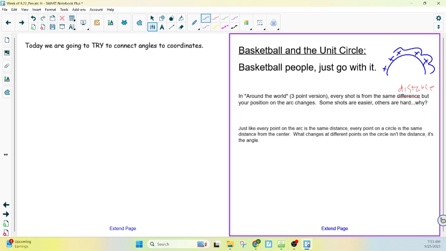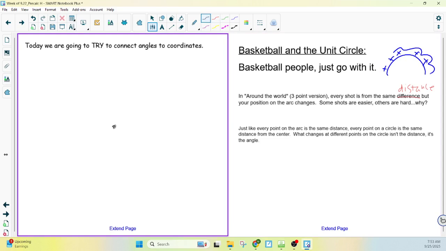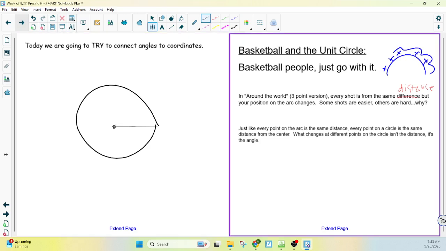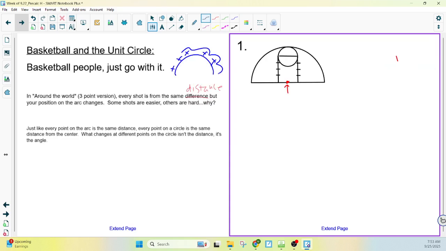If you take a circle, like the definition of it, have you ever drawn a circle with a string? You take a piece of string and you just go around like that and it draws a circle because they're all the same distance. So what's changing at different points on the circle is not the distance, it's the angle. That's kind of the idea. It's a little bit of a weird analogy, but I did my best.